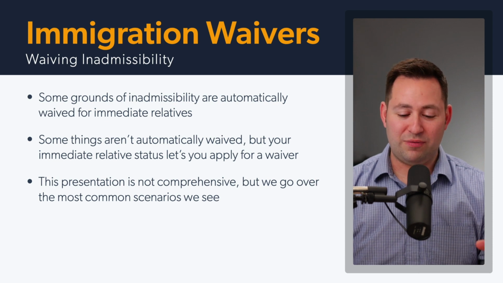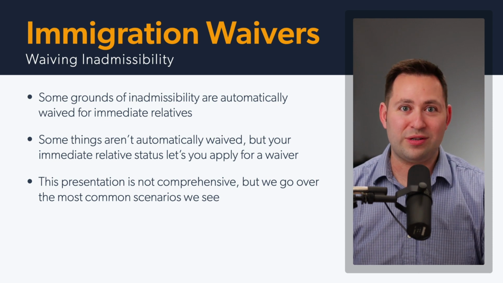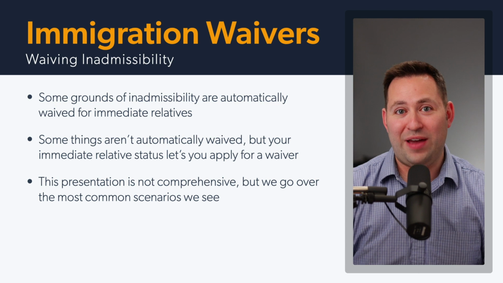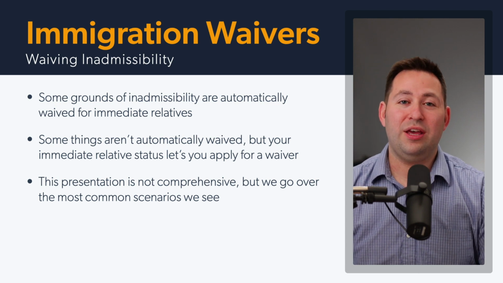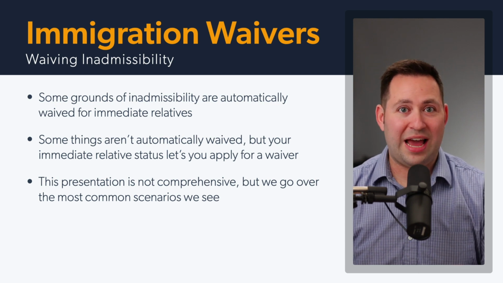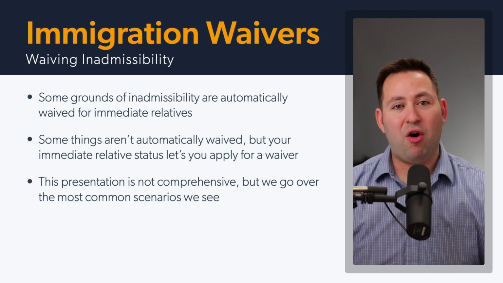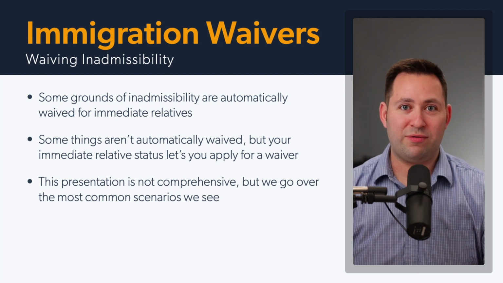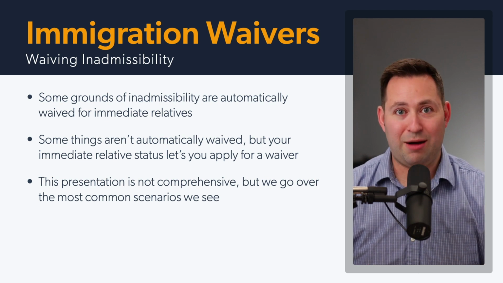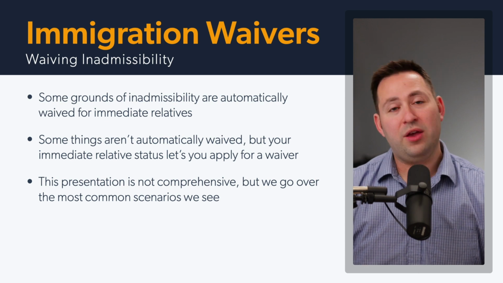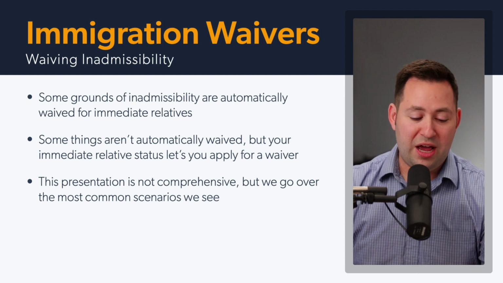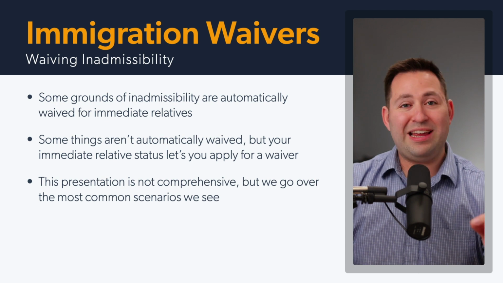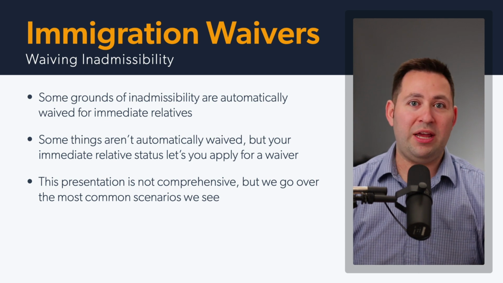And again, remember this series of videos focuses on how, as an immediate family member of a U.S. citizen, you can adjust status in the United States. And so not all aspects of all immigration waivers are going to be covered in this video. This is not a comprehensive presentation. A couple of short things you need to know. Some grounds of inadmissibility are automatically waived for immediate relatives.